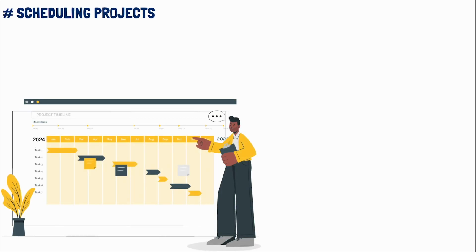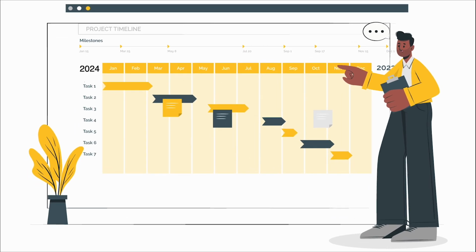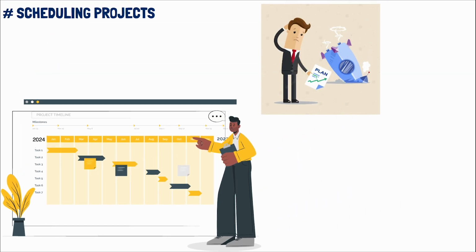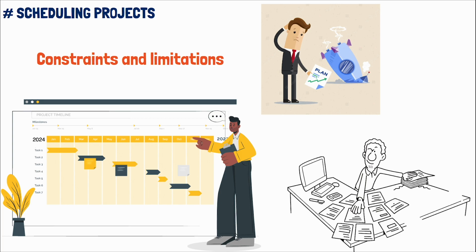Scheduling projects. In managing a project, the schedule is a dynamic entity, an ever-evolving blueprint of the project's timeline. It's a delicate framework, susceptible to various constraints and limitations. One of the primary challenges is dealing with the ways a schedule can be limited. Let's explore 5 such constraints and the strategies to navigate them effectively.